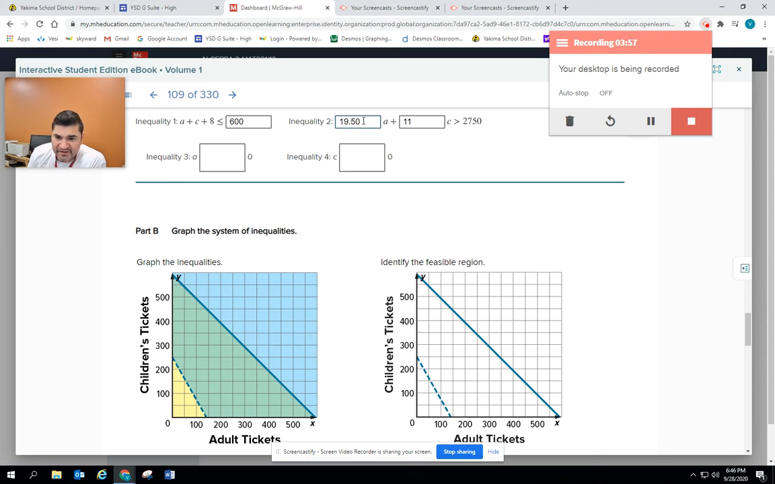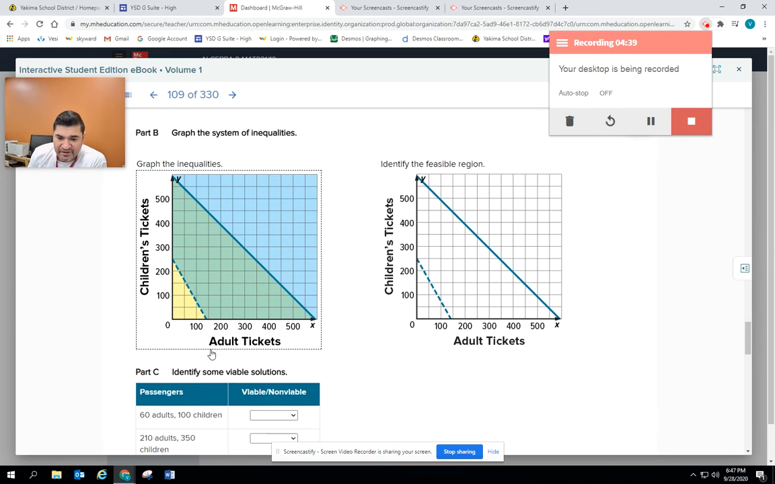Now this line here, if you put 19.50 times A, 19.50 is the price, and 11 is the price for children, it has to be greater than 2,750. If you plug in values for A and C, that would be this line right here. So above this line is where you make a profit. Basically we're dealing with this region right here. This will satisfy both conditions. It gives us both a profit and the capacity as well.